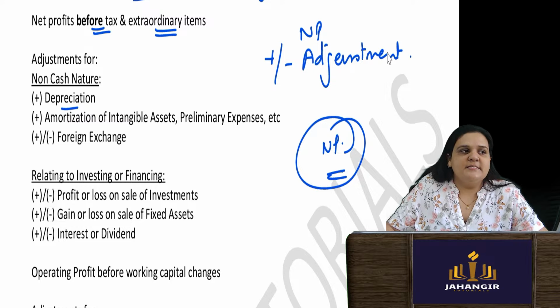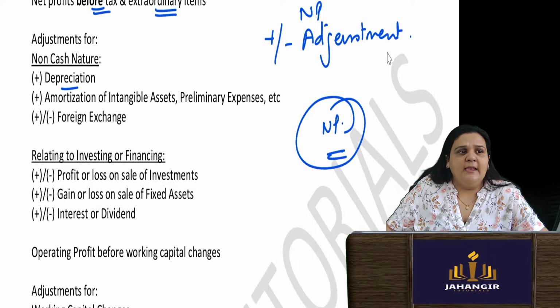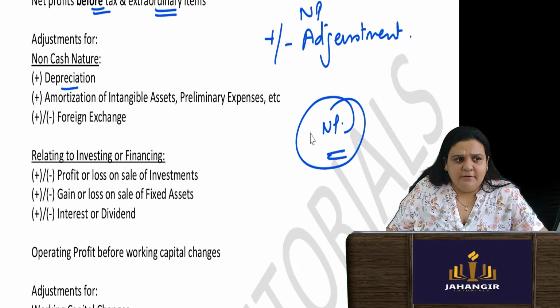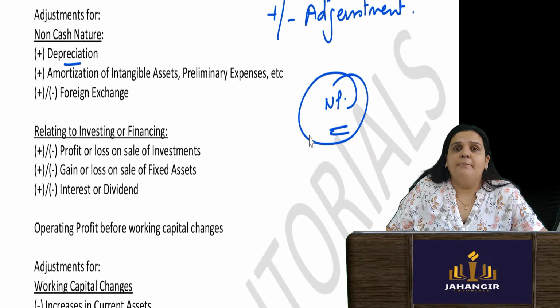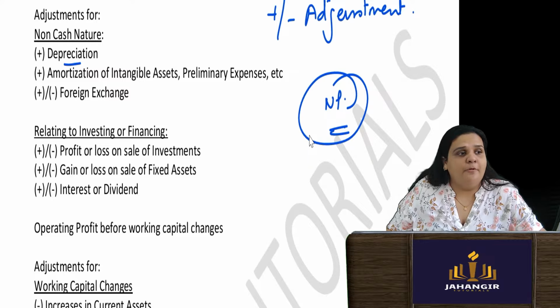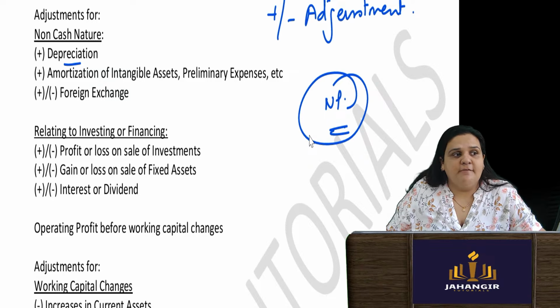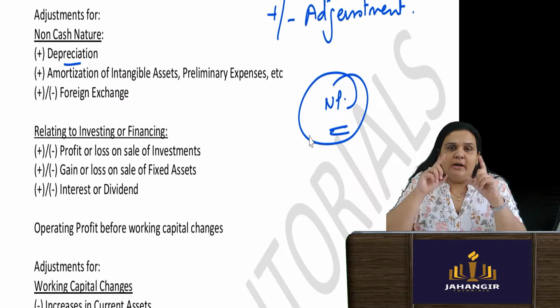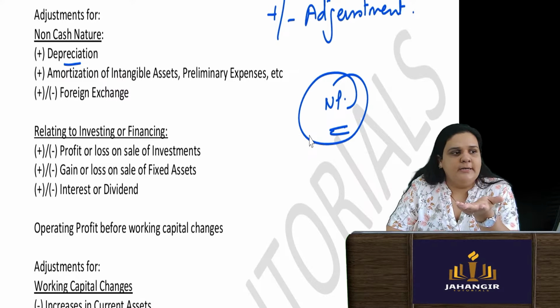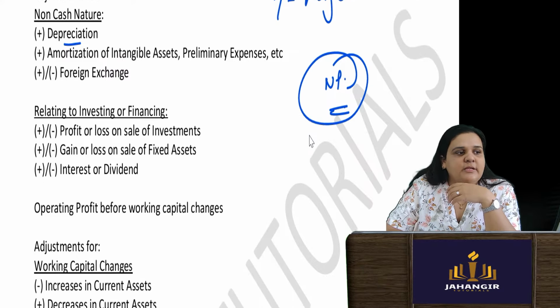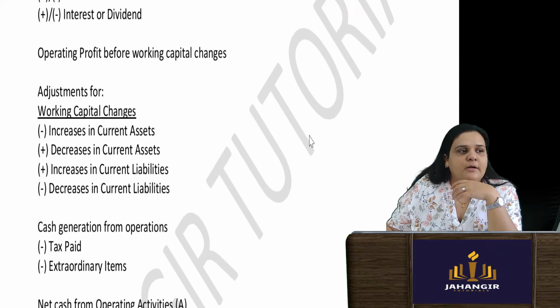Non-cash expenses, I have to add it back. Anything related to financial activity, if I have already put it, I will have to add or subtract it, like profit on sale of investment or profit on sale of fixed asset, interest or dividend. Whatever I have done relating to financial activities, that all again I have to add back or subtract in order to arrive at a profit for operational related activity. So then I will get operating profit before working capital changes.